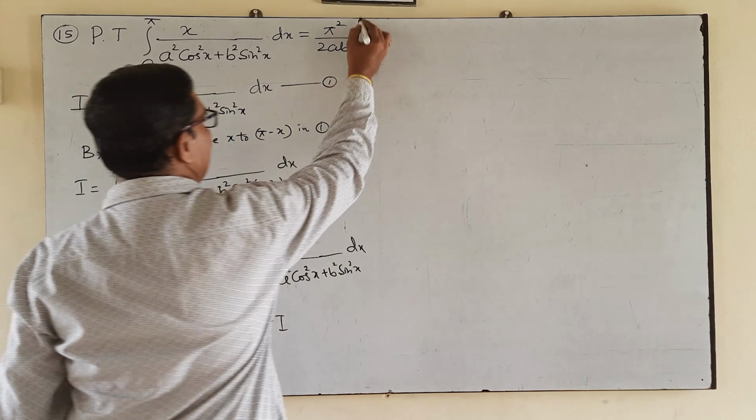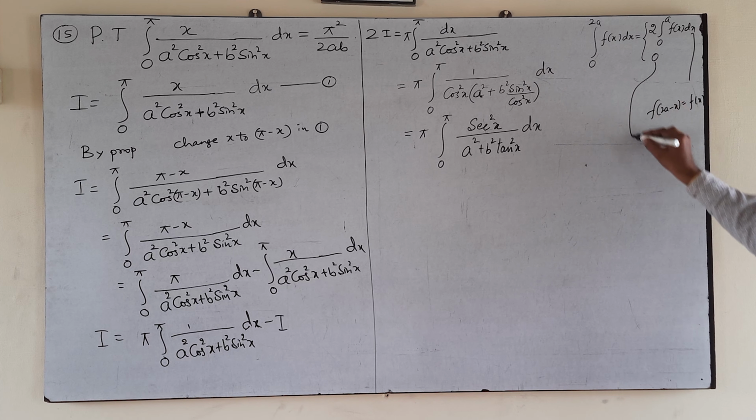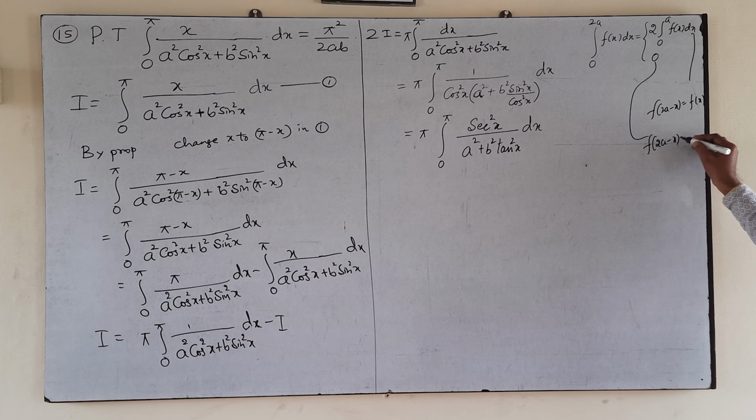What is that? As you know, integral from 0 to 2a f of x with respect to x is equal to two solutions. First solution, 2 times integral 0 to a f of x dx, if the condition f of 2a minus x is equal to f of x. Its answer is 0 if that condition is f of 2a minus x is equal to minus f of x. Now let us verify whether that result is satisfied. Condition 1 or condition 2 you have to satisfy.